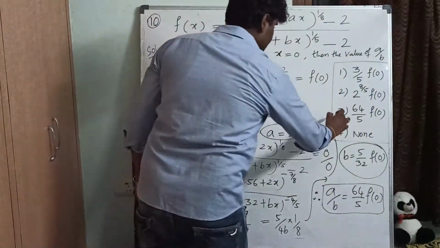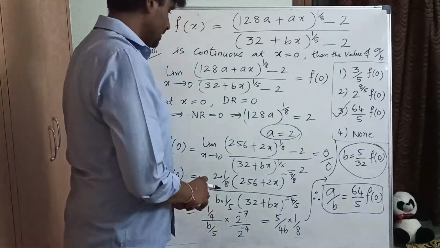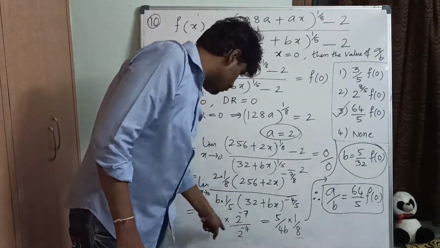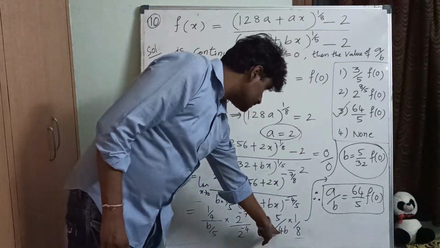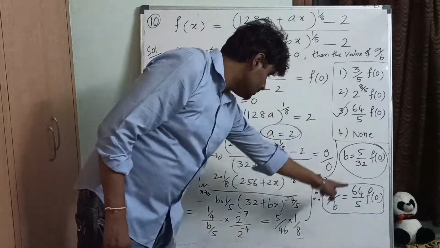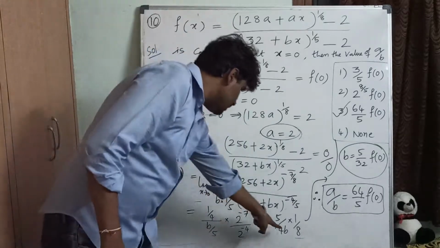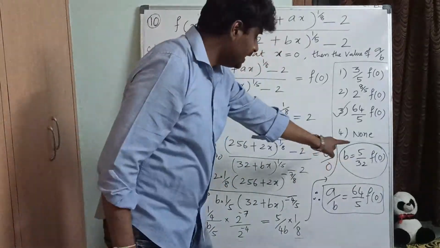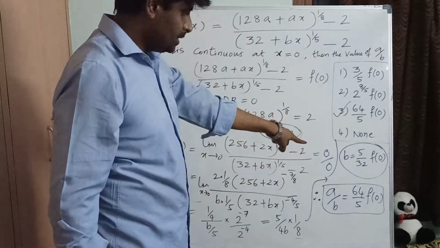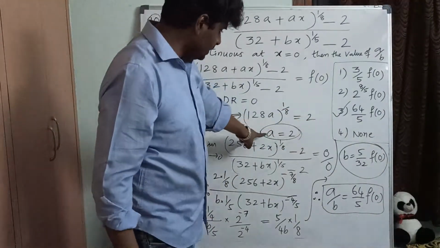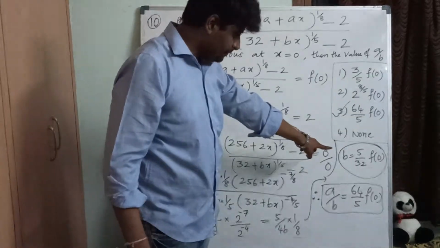So option 3 is correct. Clear? So now here 5 by 4b into 1 by 8, so 5 by 32 into f of 0. So b goes there. The b value I found out in terms of f of 0 because the result was given in terms of f of 0. So that is the b value and this is the value of a by b finally.